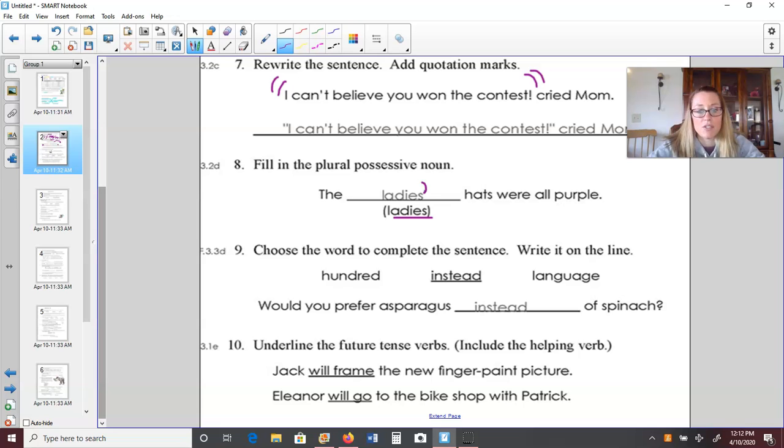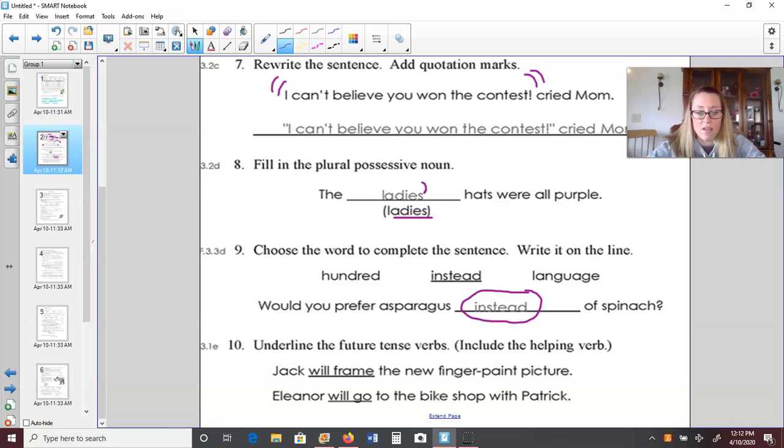Number 9, choose the word to complete the sentence. Write it on the line. Would you prefer asparagus, blank of spinach? I don't know that many would choose either of those options. I personally like both, but anyways, would you prefer asparagus instead of spinach? Well, instead is the only option that makes sense.